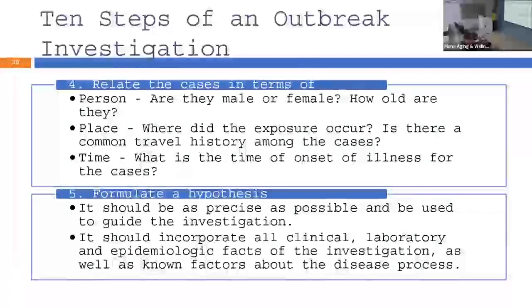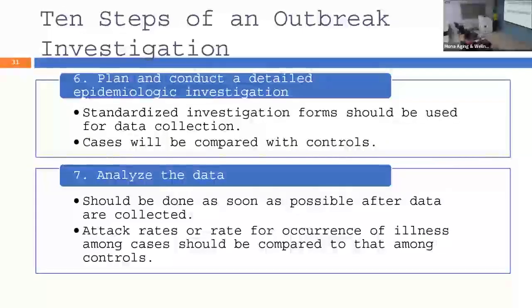And we have a hypothesis to say, what do we think the cause is? And what do we think the cause is based on the clinical laboratory information that we have, and that will guide the investigation. So we're doing a standardized, detailed epidemiologic investigation using standardized tools that I spoke about.